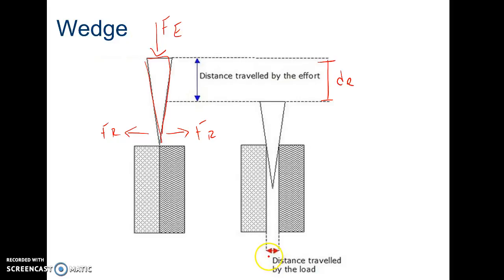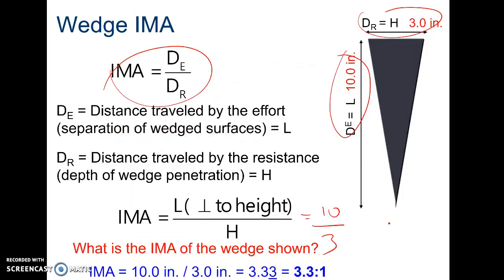And then the DR would be the distance traveled by the two pieces that are splitting, right? So if this entire wedge is inserted into this device that's splitting apart, then the distance traveled by the load would indeed be the height, right? So DR would be equal to H, right? So that's exactly what we said. So if we go back, we can see that the IMA is equal to the L over H.